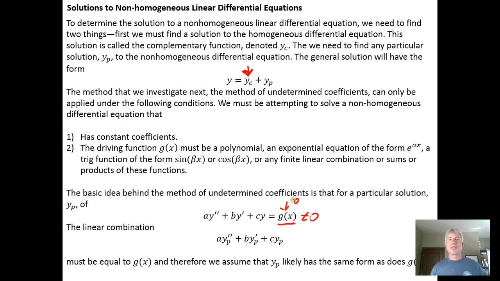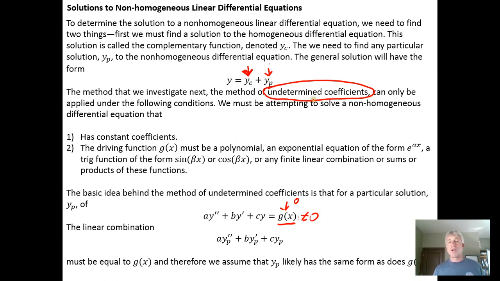And then what we're going to want to do is find a particular solution that solves the non-homogeneous case, and we take the sum of those two solutions to get the solution for the non-homogeneous case. And the technique that we're going to be looking at is the technique of undetermined coefficients.